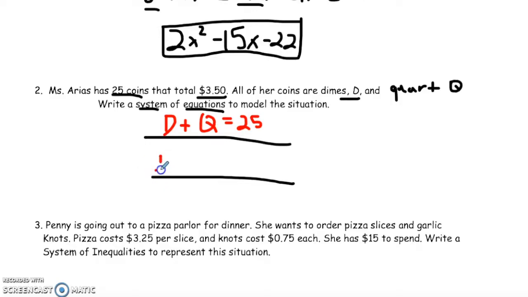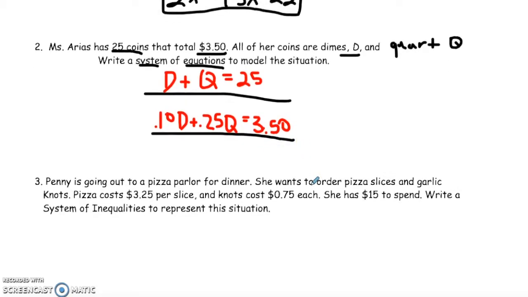Then a dime is worth 10 cents. A quarter is worth 25 cents. And she has a total of $3.50. And then this is what's going to represent the whole thing. This is your system. Remember, system means write 2.